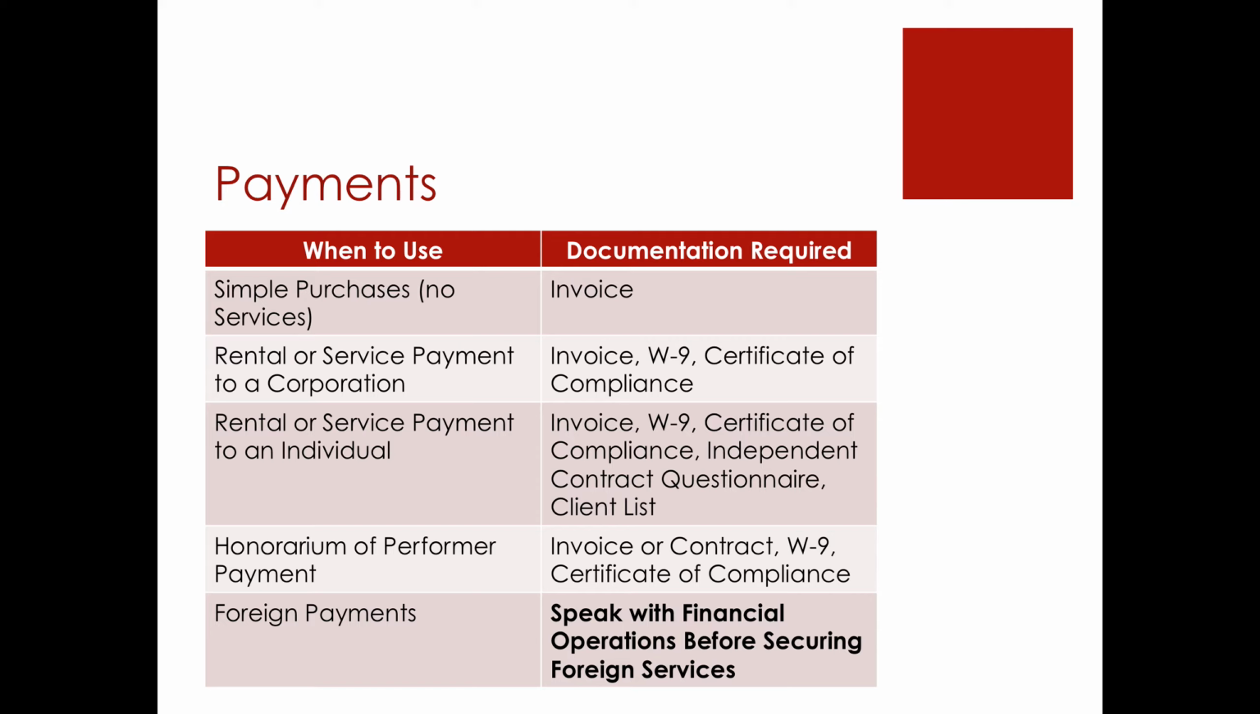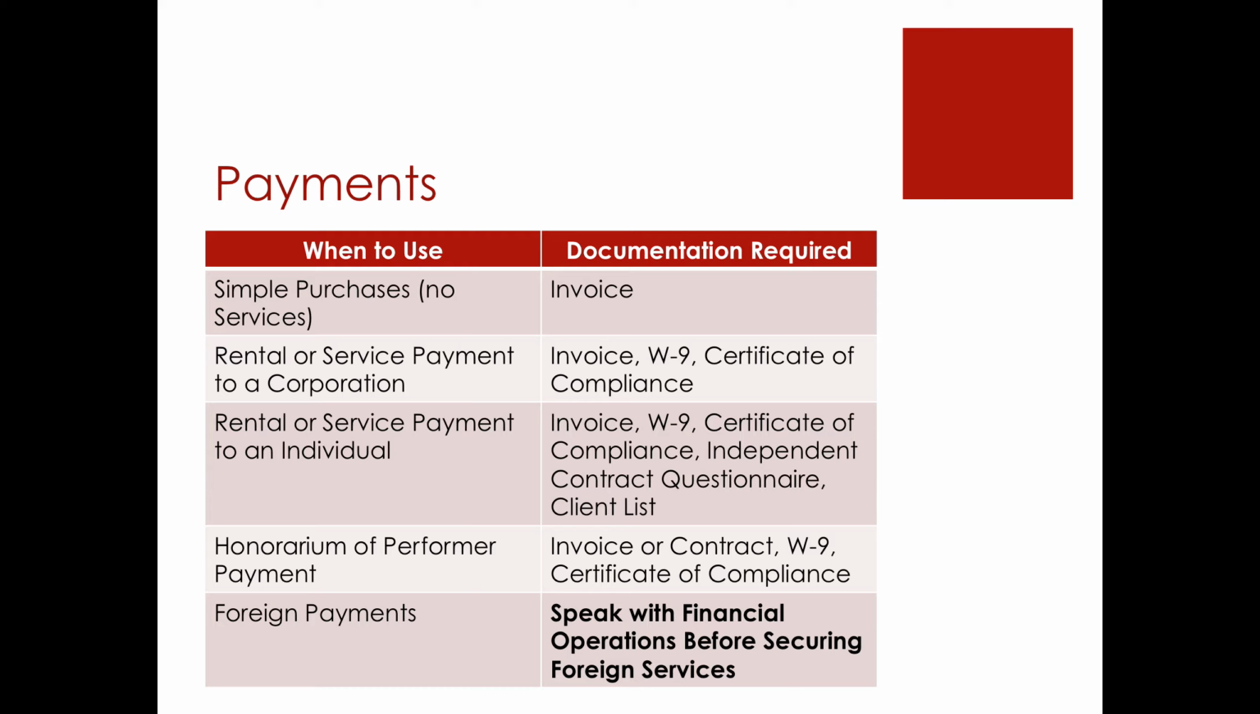If you are paying for a rental or service payment to a corporation, you will need an invoice from the company, a W-9, and a certificate of compliance. If you're processing a rental or service payment to an individual, you will need an invoice, W-9, certificate of compliance, independent contractor questionnaire, and a client list.